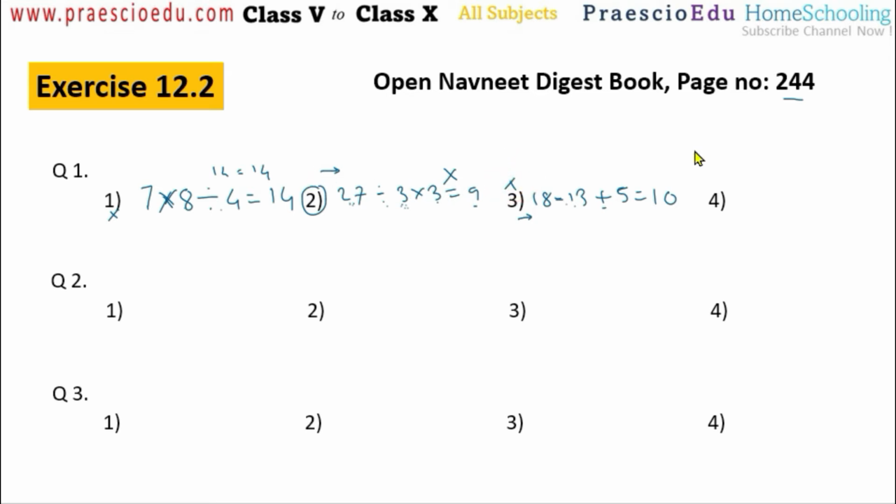Now option number 4, 16 plus 5 minus 12 is equal to 9. Here we first carry out the addition, so 16 plus 5 is 21, minus 12 means 9, so here 9 is equal to 9. This is correct, but we require the wrong one, so this option is not correct for us. So the wrong expression is given in option number 2, so option number 2 is the correct answer for question number 1.